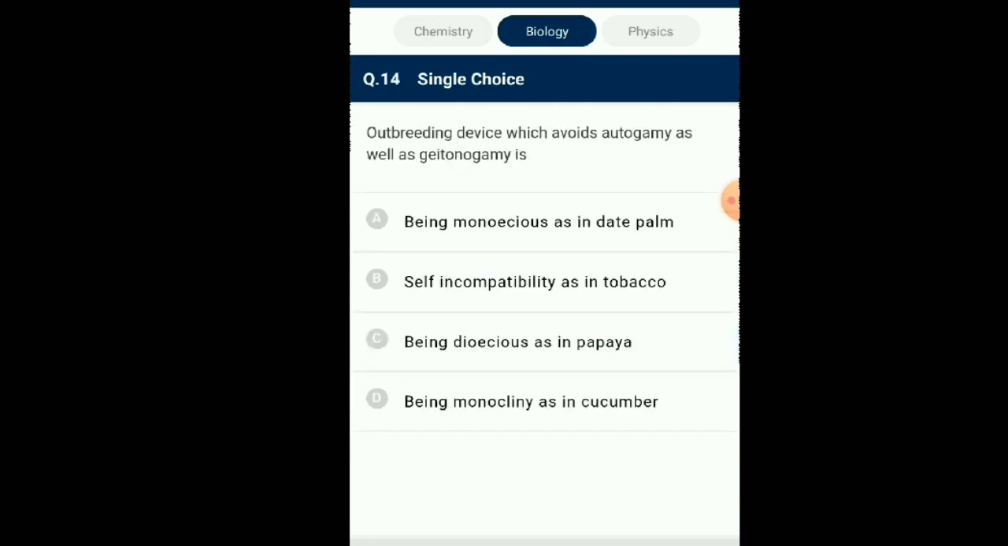Question number 14. The outbreeding device which avoids autogamy as well as geitonogamy is. Outbreeding devices: the majority of flowers produce hermaphrodite flowers. Both male and female reproductive parts are produced on the same flower, and thus pollen grains are likely to come in contact with the stigma of the same flower. Thus, flowers have developed features that can prevent self-pollination and encourage cross-pollination. So the answer for this question is option C.